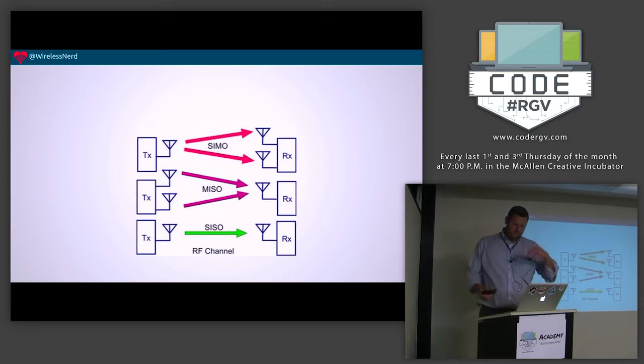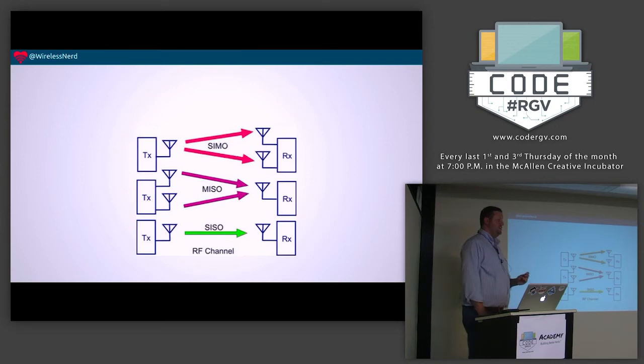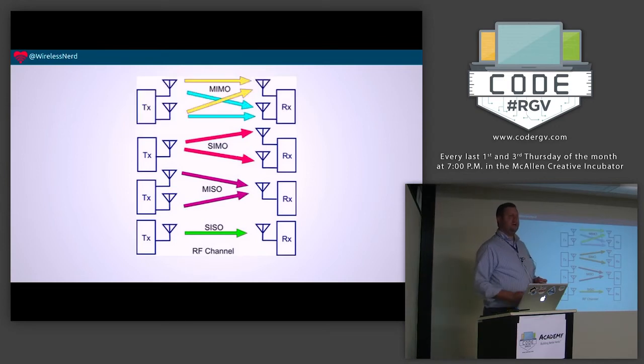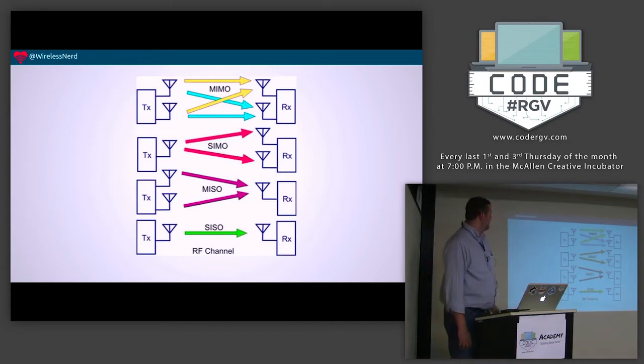So, when they start screwing with this antenna technology, this is where MIMO comes up. How do you say it? You guys know the correct pronunciation? It depends on how you pronounce things, I guess. MIMO is multiple in, multiple out.